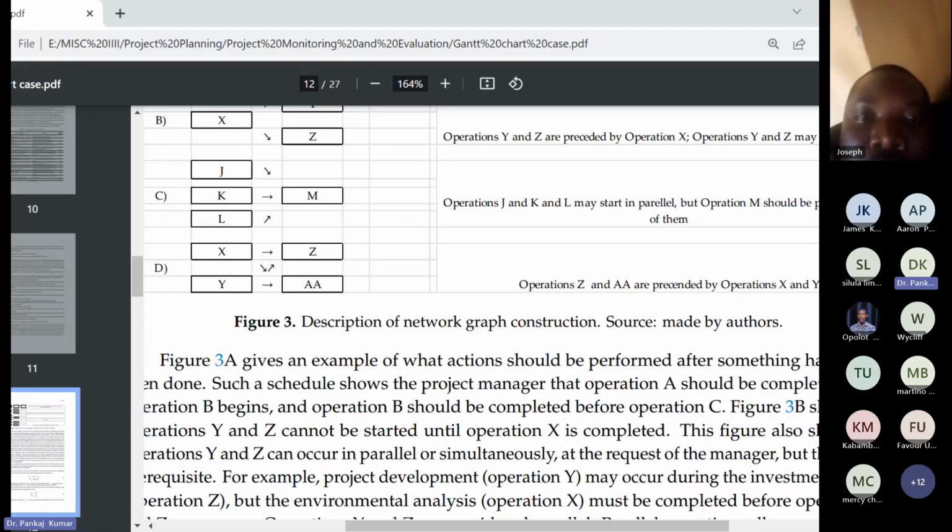We can determine the critical path, which is the sequence of tasks that, if delayed, will delay the project's overall completion. Tasks on the critical path have zero slack or float, meaning they cannot be delayed without extending the project duration. We can calculate the total duration of the project by adding the durations of tasks along the critical path. We can identify tasks that are not on the critical path and have some flexibility in their start and end dates. These tasks have positive slack or float, meaning they can be delayed without affecting the overall project duration.